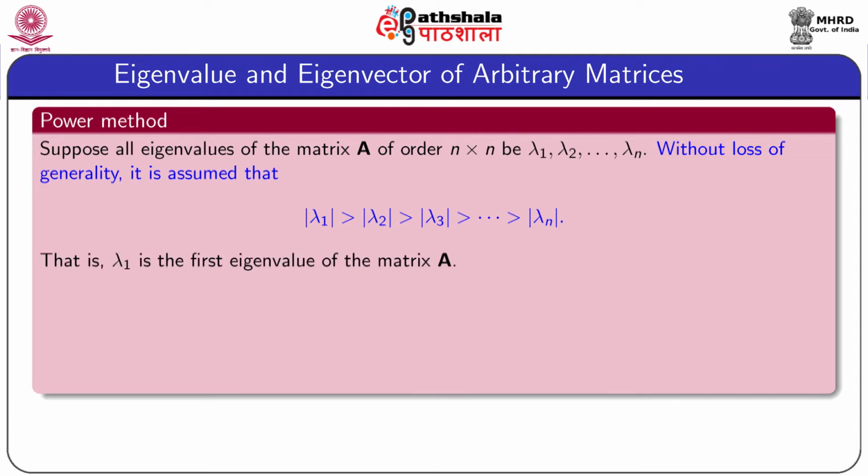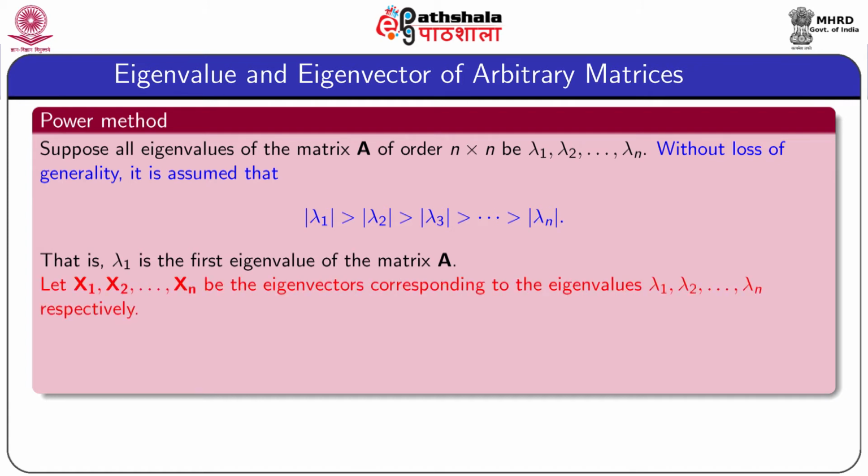The eigenvalue lambda 1 is also called the first eigenvalue of the matrix M. That means the maximum magnitude eigenvalue is also known as the first eigenvalue of the matrix. Let capital X1, capital X2 up to capital Xn be the eigenvectors corresponding to the eigenvalues lambda 1, lambda 2 up to lambda n respectively.